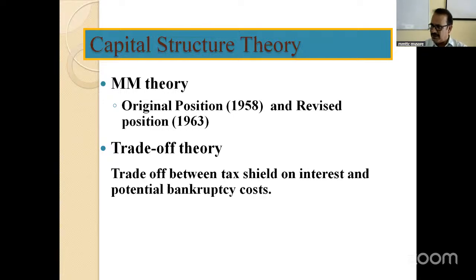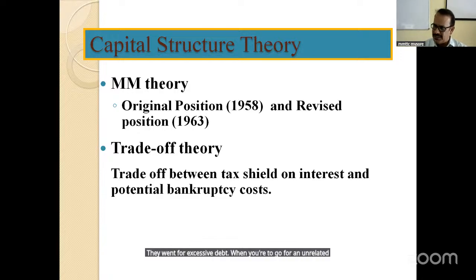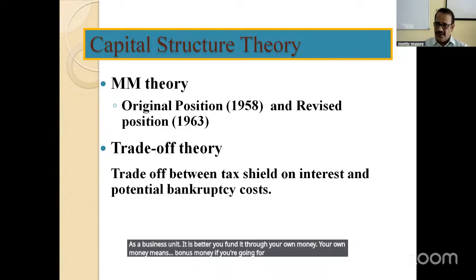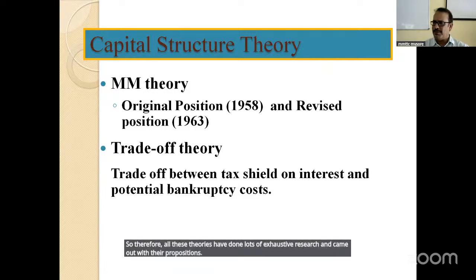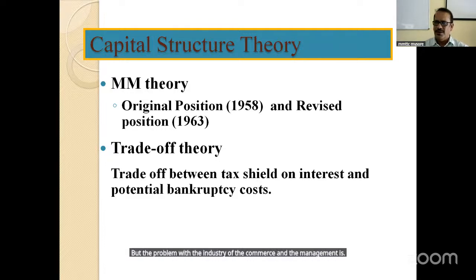When you have to go for an unrelated diversification as a business unit, it is better you fund it through your own money. Your own money means owner's money. You could have gone for an issue of equity or an IPO. It's a new business, but not for loans, because loans, if something goes wrong, have the potential to make you drown in a debt trap. So all these theories have had lots of exhaustive research and came out with their propositions. But the problem with industry, commerce and management is whether they believe the theory.